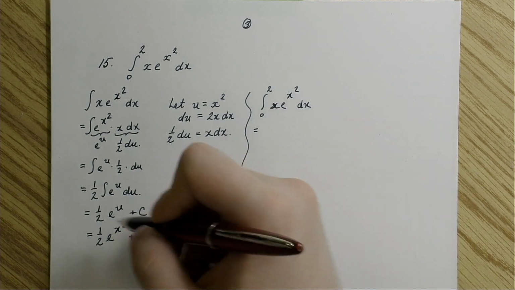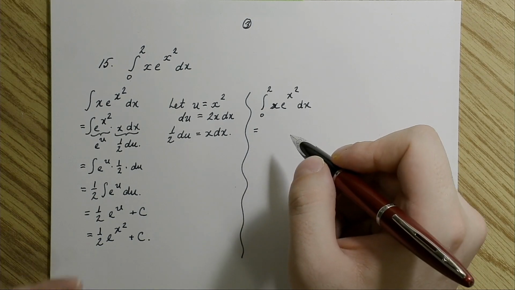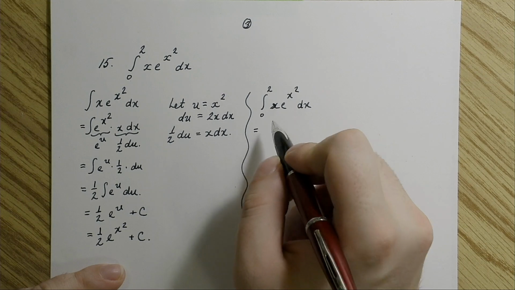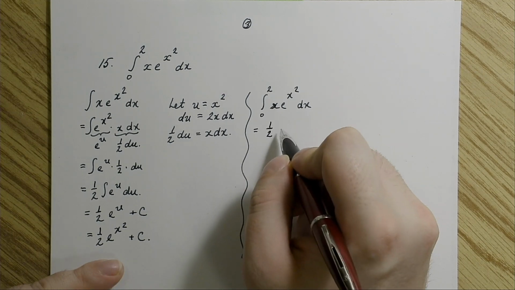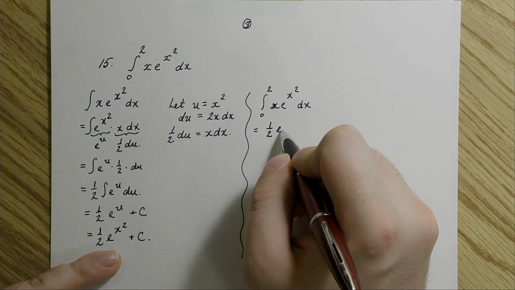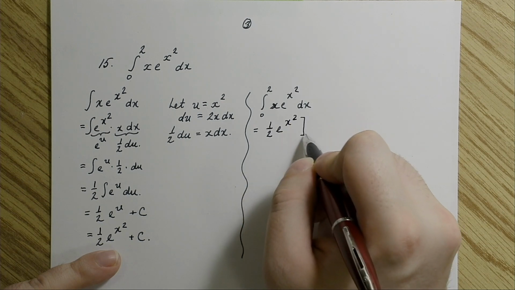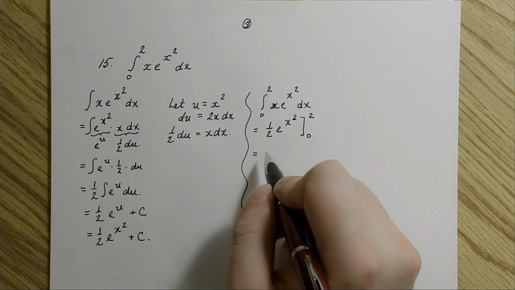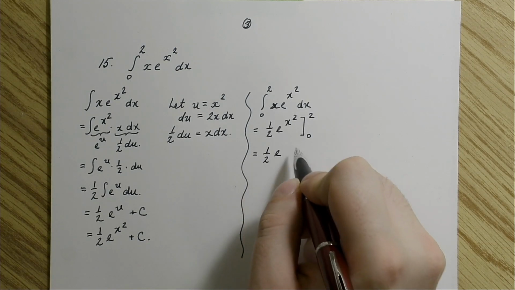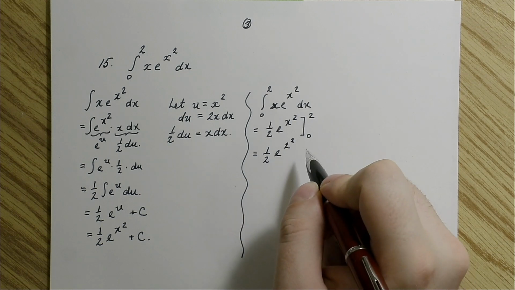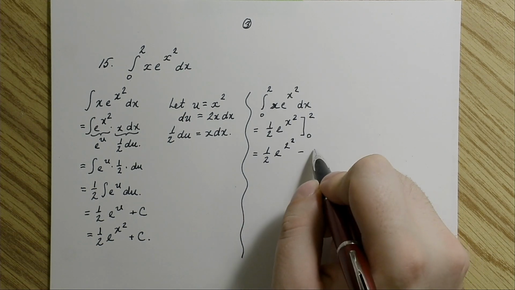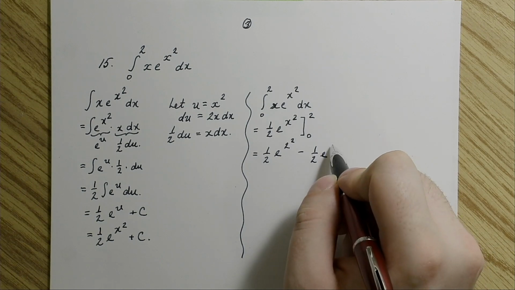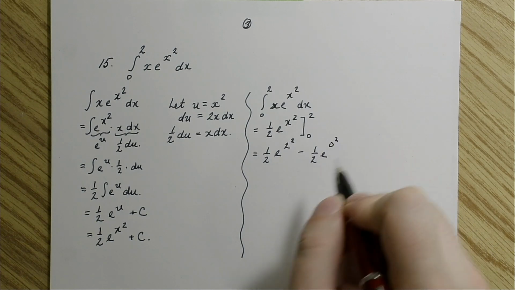Okay, so now I can put my antiderivative. So again, it's the antiderivative at 2 minus the antiderivative at 0. So let me just write that down. The antiderivative is 1/2 e to the x squared from 0 to 2. And it's evaluated at the top limit. So 1/2 e to the 2 squared minus 1/2 e to the 0 squared.